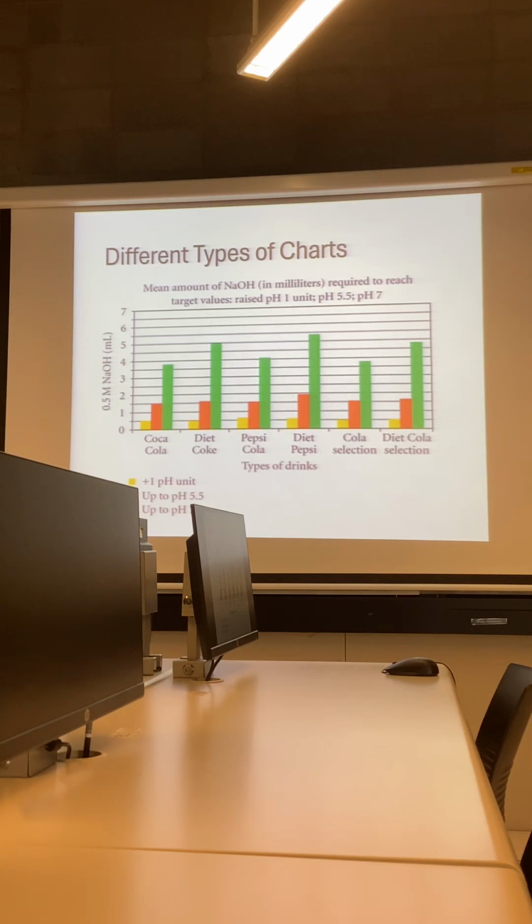From the graph, which product has the highest pH? Which has the highest pH? Up to pH 7, which product has the highest pH 7?